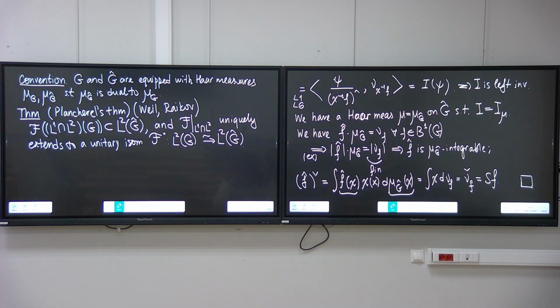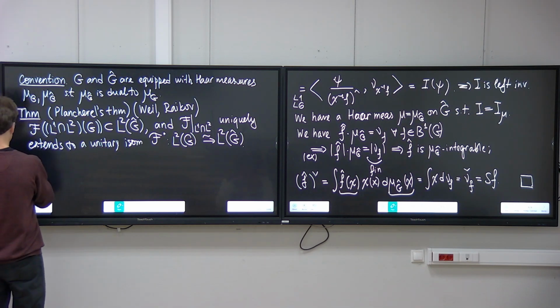This result also explains why the Plancherel measure is so called. It is the unique Haar measure on G hat which satisfies the Plancherel theorem. If we multiply mu G hat by a constant, then this map will not be unitary, but it will be unitary up to a constant. And the proof is a simple application of the inversion formula.